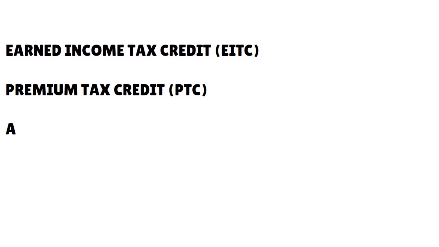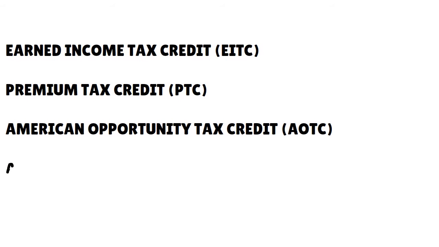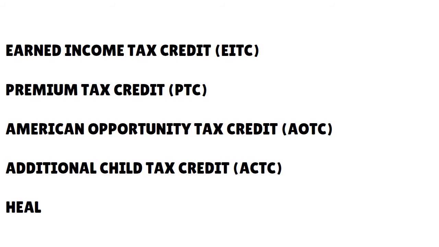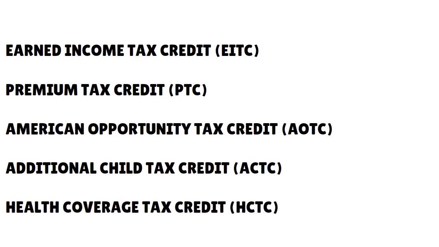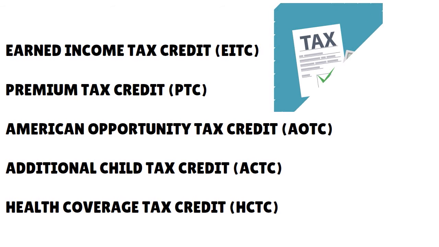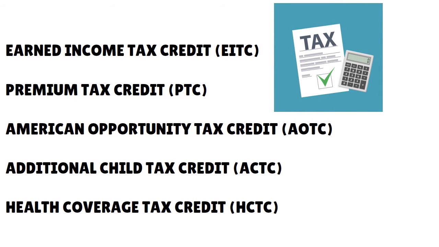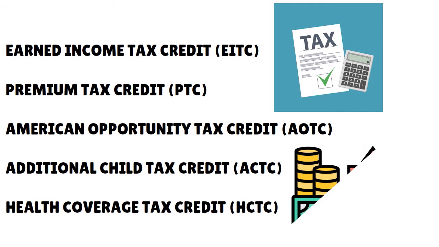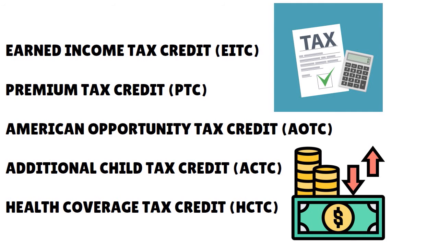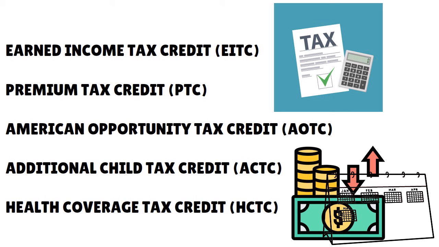So we have the earned income tax credit. We have the premium tax credit. We have the American Opportunity Tax Credit. We have the additional child tax credit, and we have the health coverage tax credit. So there are several refundable tax credits. And it's really important to understand that a refundable tax credit will pay you a refund if the amount of credit you qualify for is greater than the amount of income tax you actually owed for the year. And so more technically, refundable credits pay a refund if they bring your tax liability below zero.